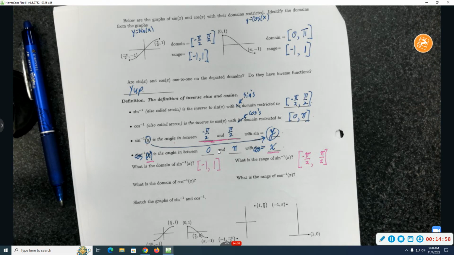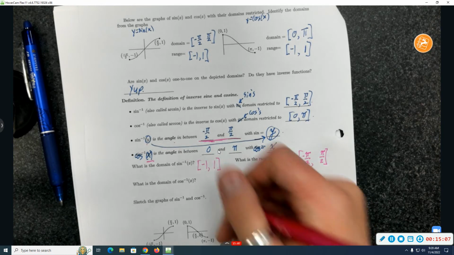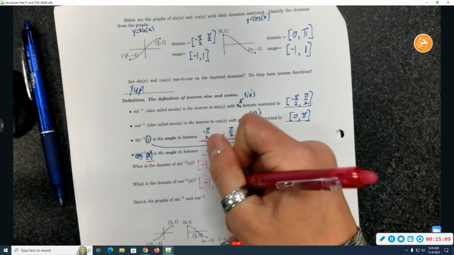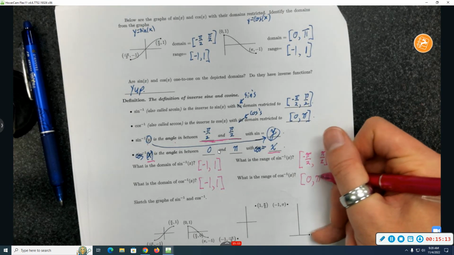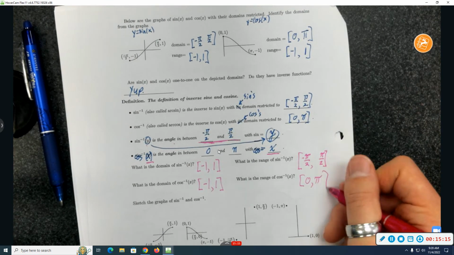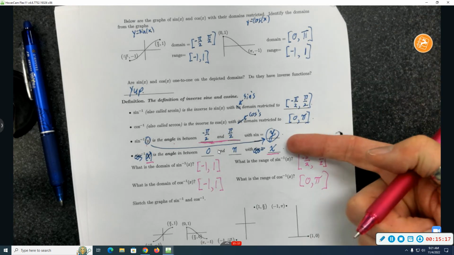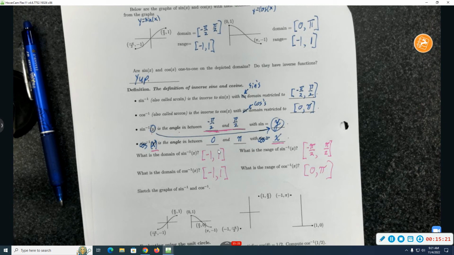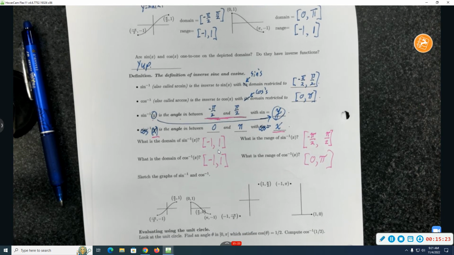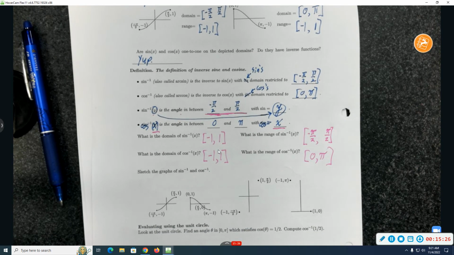Same thing for cosine. What's the domain of inverse cosine? -1, 1 by the same reasons. What's the range of inverse cosine? 0 to pi. Did you think about that by thinking about the graph or by this notion down here? Yeah, I guess that's the easiest. Cool. So we have these descriptions of the inverse trig functions.